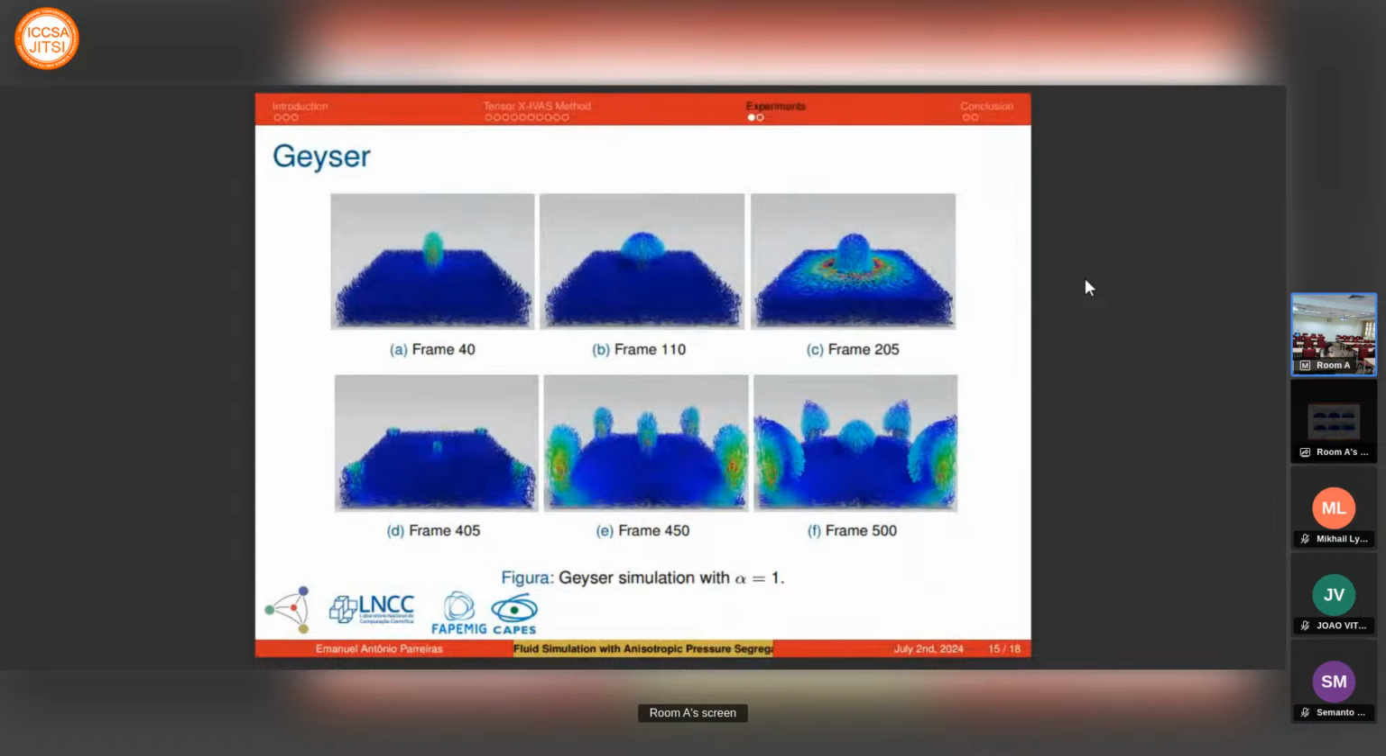Okay, the experiments. We can see the first experiment in the article. At the start of the experimentation, we have one hole in the middle of the bottom of the tensor field.